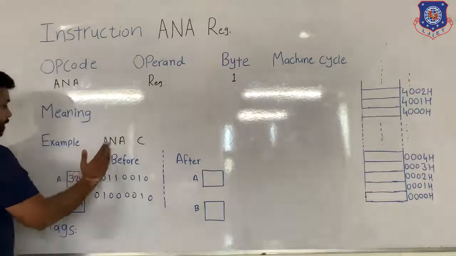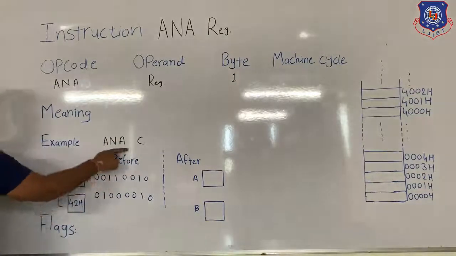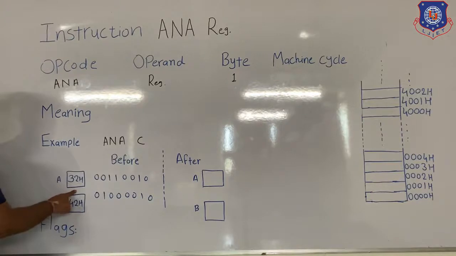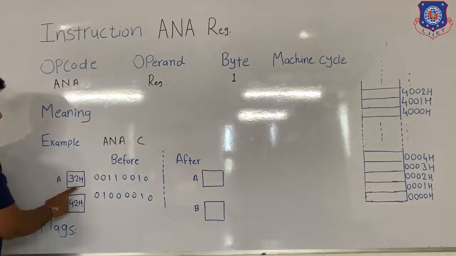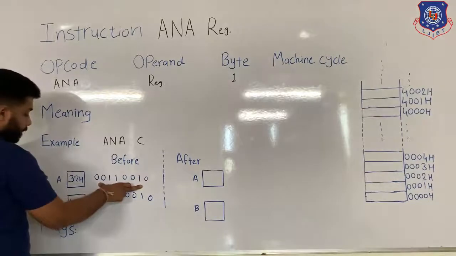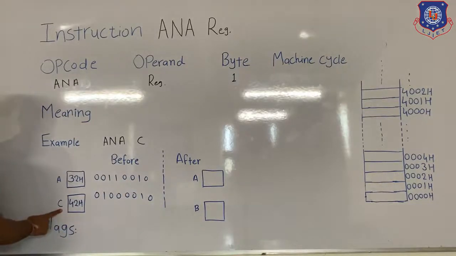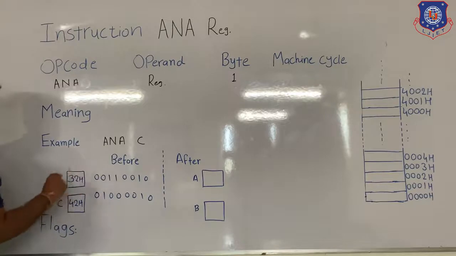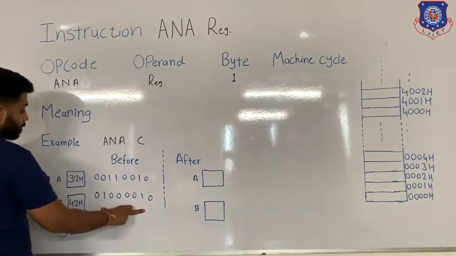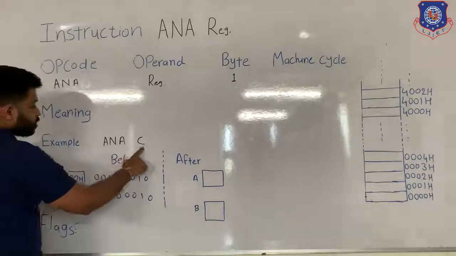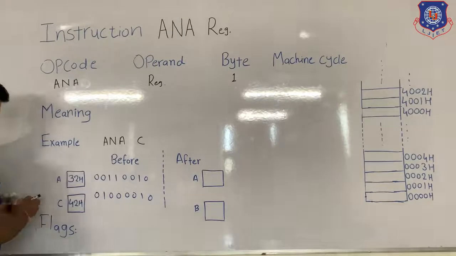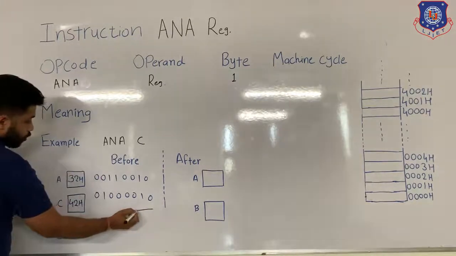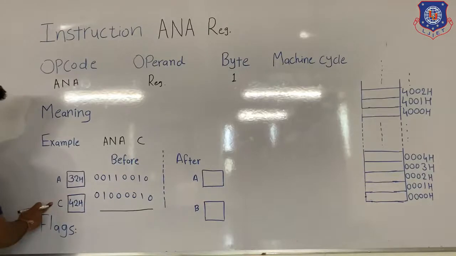Let's see one example. Suppose before execution of this instruction, the accumulator contains 32H. I have represented the same number in binary. It is in hexadecimal 32H, and it is converted into binary. Same, the content of register C is 42H before the execution, and the equivalent binary is here. So when this instruction is executed, what will happen? The logical AND will be performed between these two registers A and C.